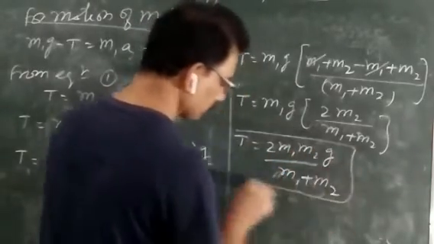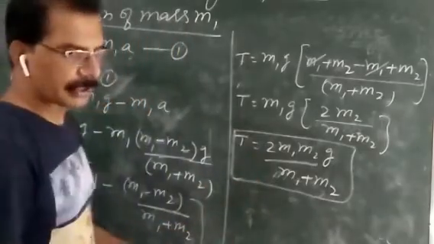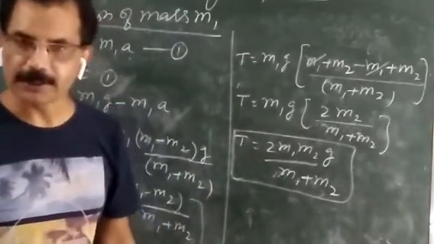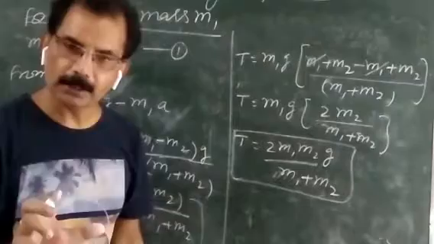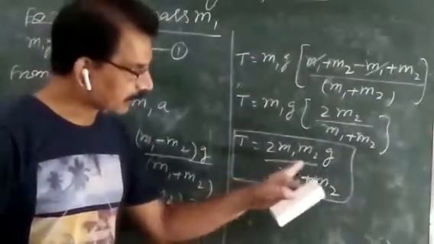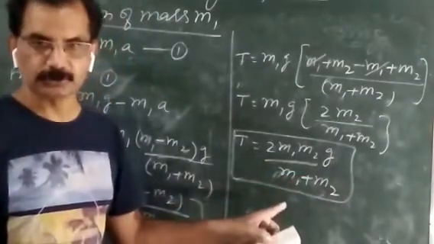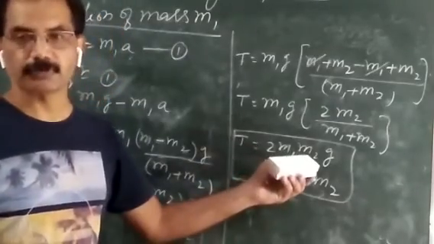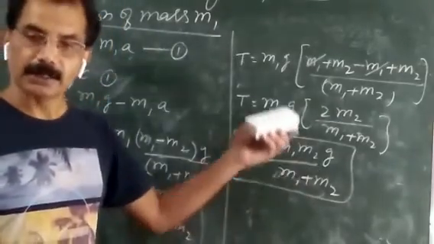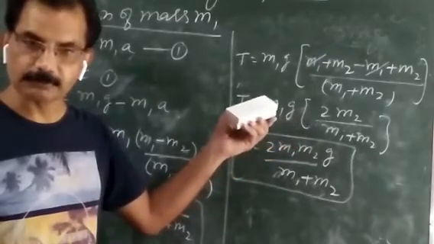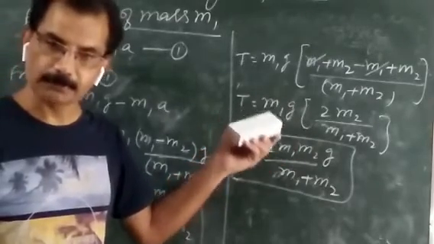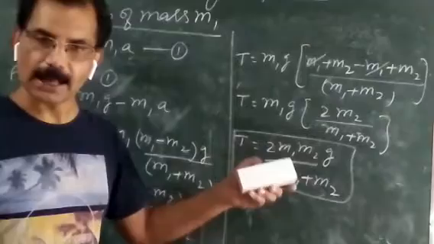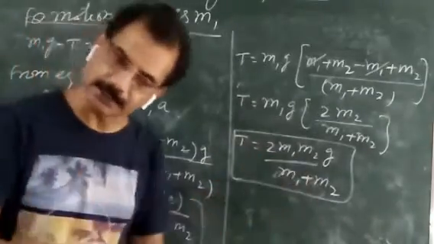So in this way you can derive the expression for acceleration of the block as well as the tension in the string here. So suppose if a numerical problem is given, then you can use this formula directly, or you can write the expression for motion for mass m1 and m2, and then solve it for the acceleration as well as for the tension.